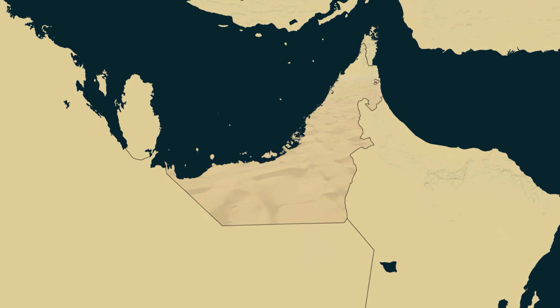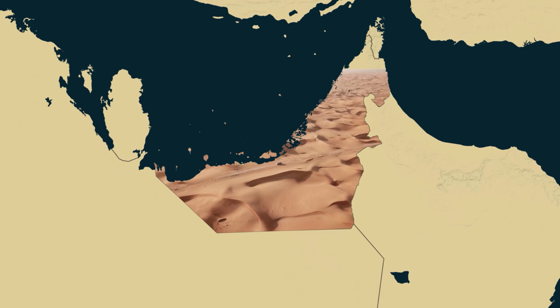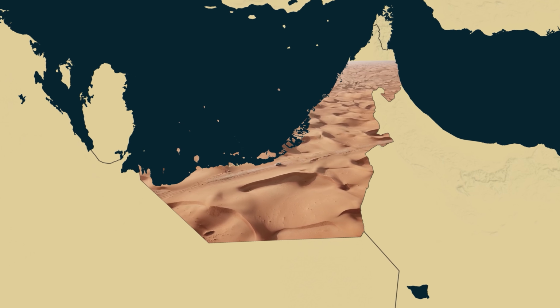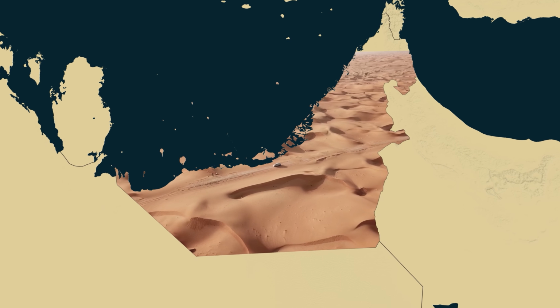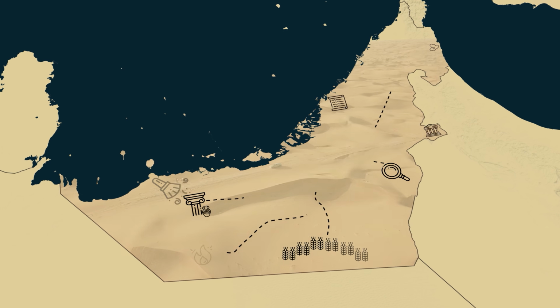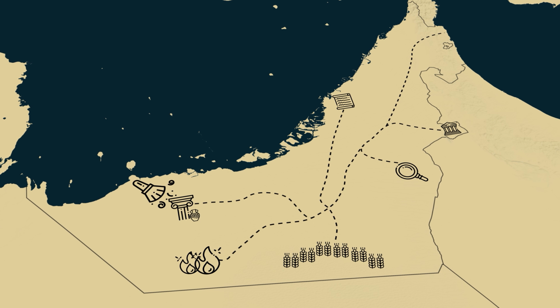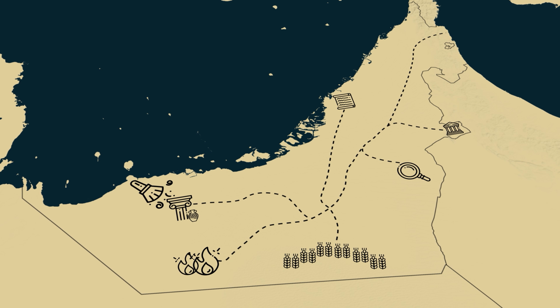Spanning across the eastern outcrop of the Arabian Peninsula as a jagged crescent, the image of this union is often reduced to just a lot of sand and empty space. While this perception isn't entirely inaccurate, around and underneath the endless sand dunes and salt flats, there are a lot more geographical nuances, which we'll have a closer look at in this video.